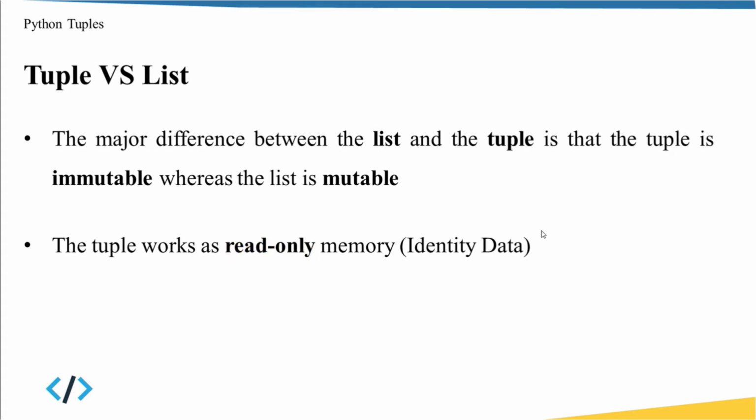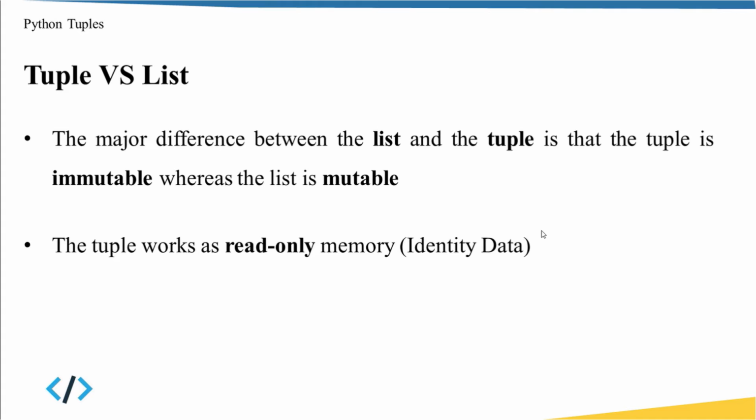The best example for a tuple is when we want to load identity data. A tuple is the best data structure for that, because usually identity data is not going to change, and we use it as read-only data. Even if you try to change this data inside your program, the tuple will throw an exception and will prevent this data from changing.